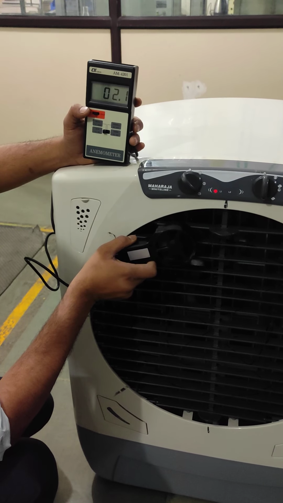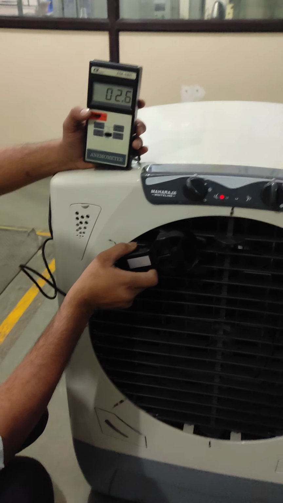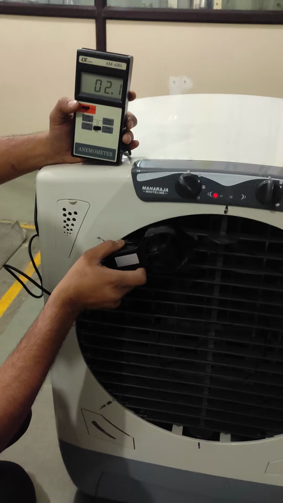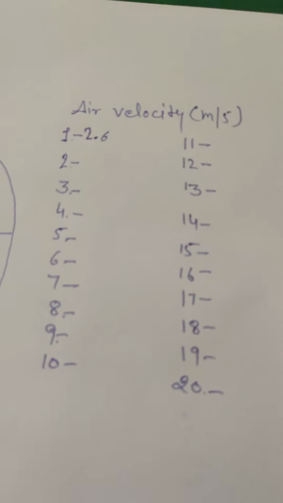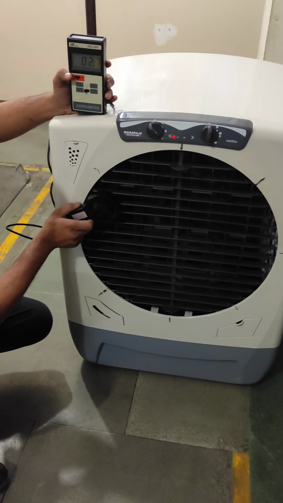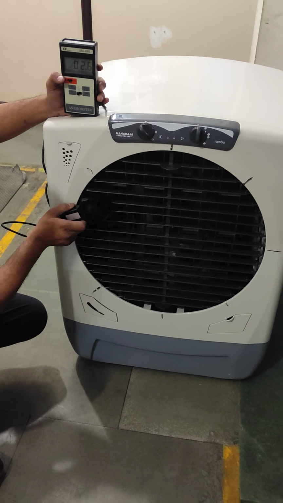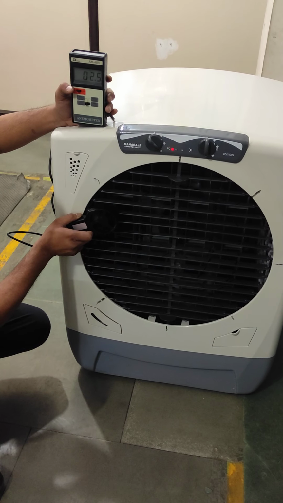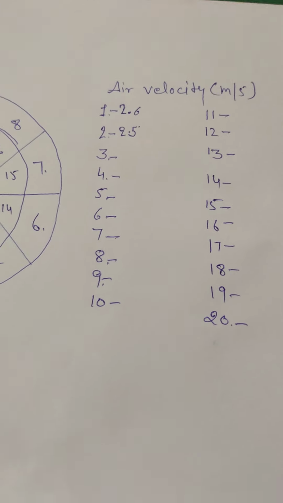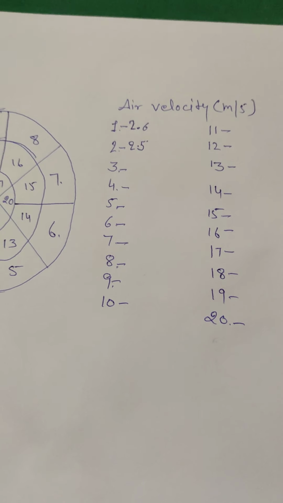After steady state condition, we note down in the anemometer 2.6. 2.6 is the air velocity of the first portion. So we will write down this reading in our notebook. You can see here, this is the first reading, 2.6. Now we are going to take the second reading on the second portion. This comes to 2.5. So now we will note down this reading in our notebook. That is the second portion, 2.5.